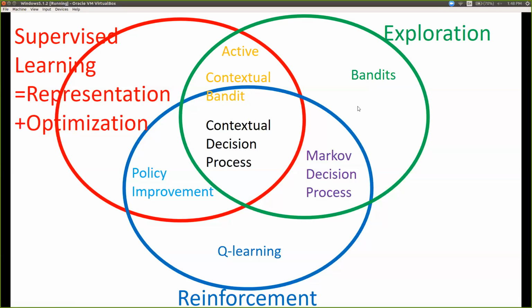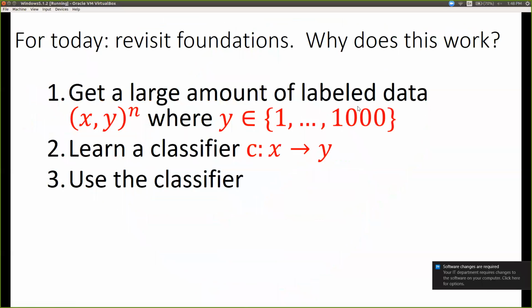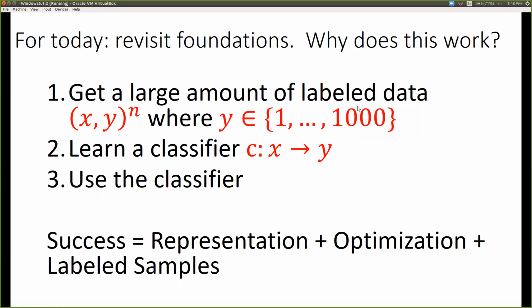Okay, so I wanted to switch gears. What I wanted to do for the rest of this lecture is discuss the foundations of why this works, of why batch supervised learning works, because I think understanding that foundation is very helpful in being able to extend it to new settings. So this is batch supervised learning, and the success is basically a matter of representation, optimization, and having enough labeled samples.